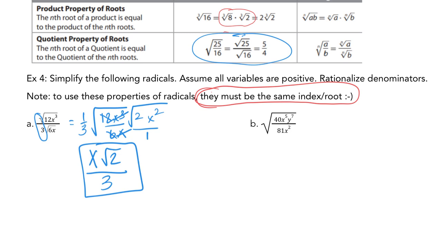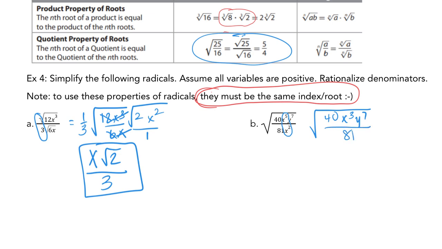Let's do another one. Okay, now the only thing that's different about this one is that I've already written it as a single root. And if we can, we want to try to simplify first. Okay, well, the only thing that I can do right now is simplify. I've got 40, I've got x to the 5th on the top, x squared on the bottom. That means x cubed in total, y to the 7, and then all over 81.